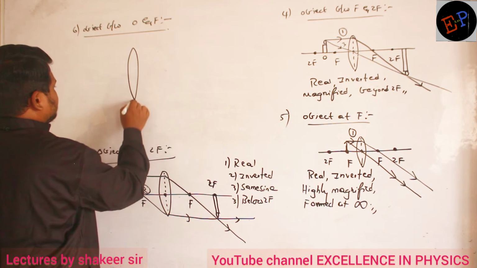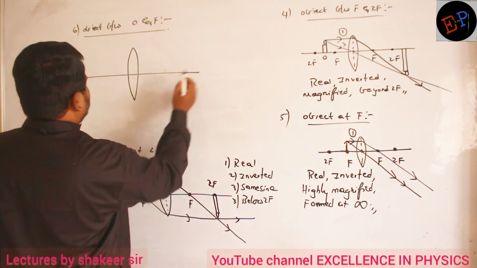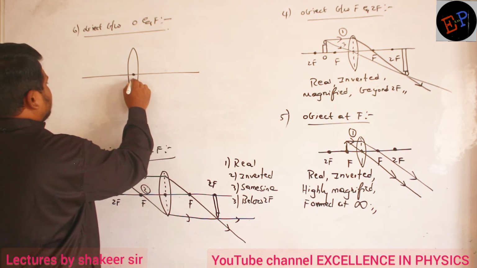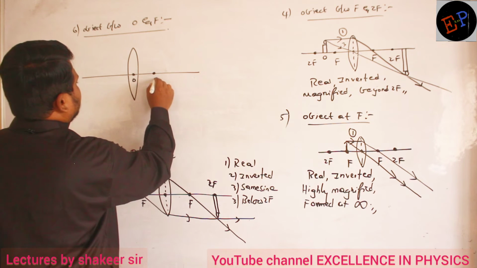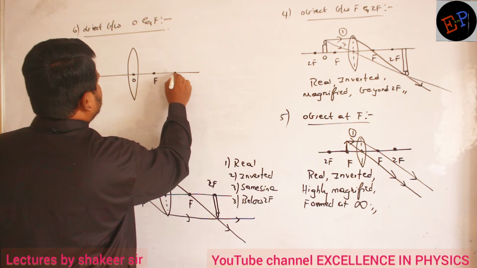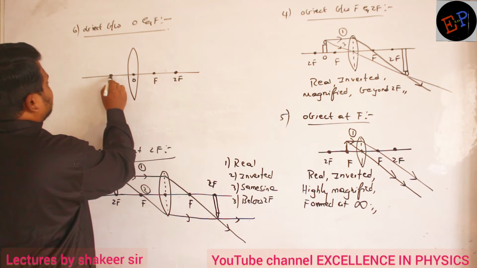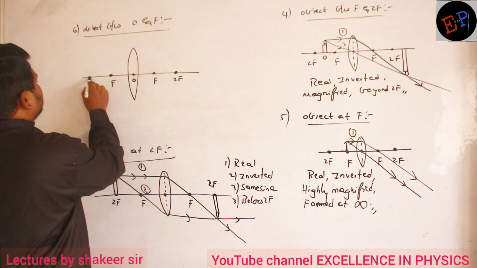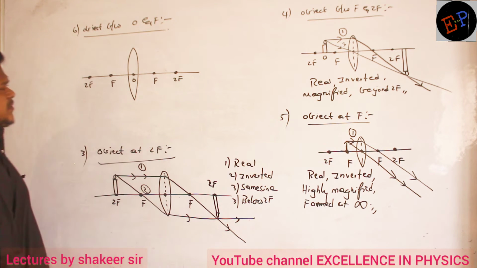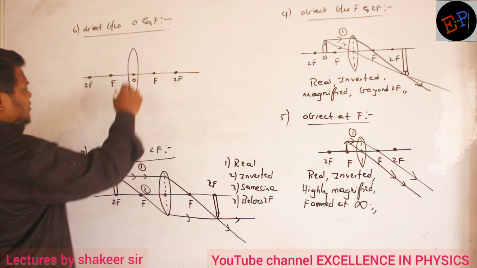So this is the lens. This is the optical center. This is f, and this is 2f. And this is also f, and this is also 2f. Now where is the position of the object?